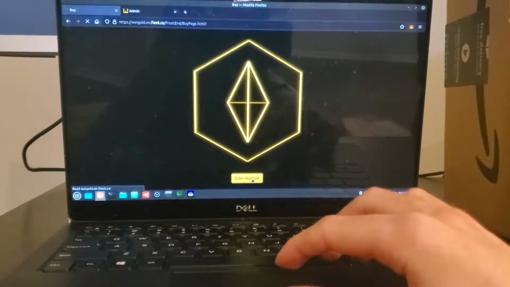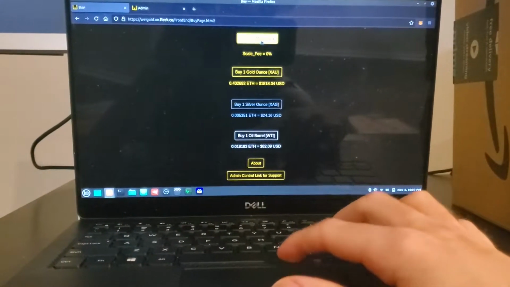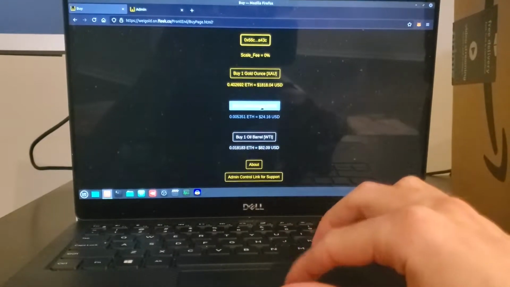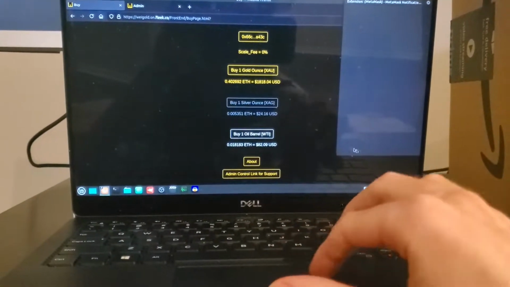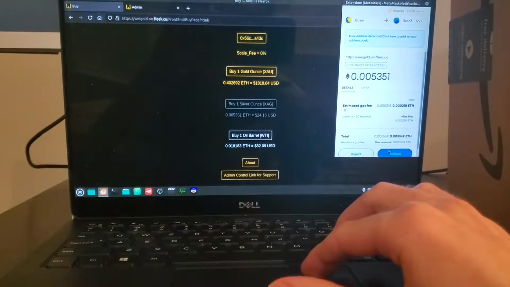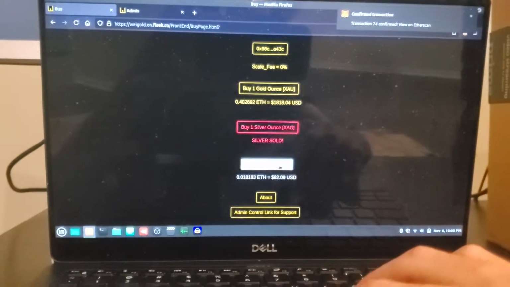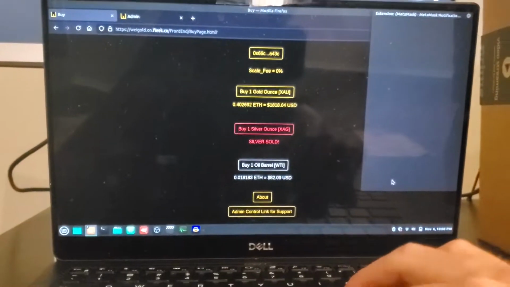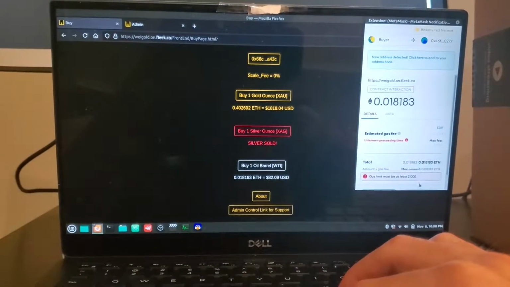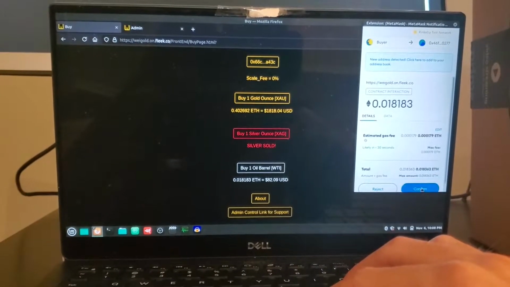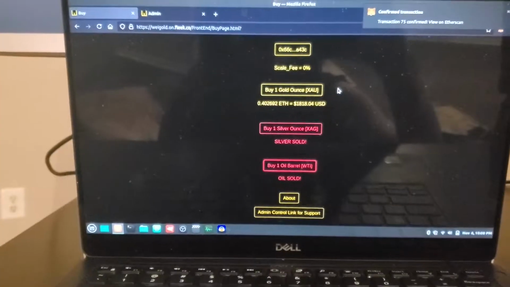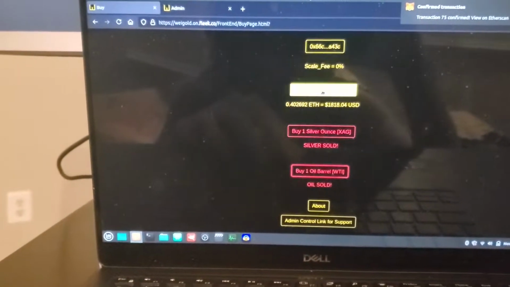Okay, now time for the demo. So first we're going to connect to MetaMask, and I'm going to buy some silver. Okay, now I'm going to buy some oil. Okay, and finally we're going to buy some gold.